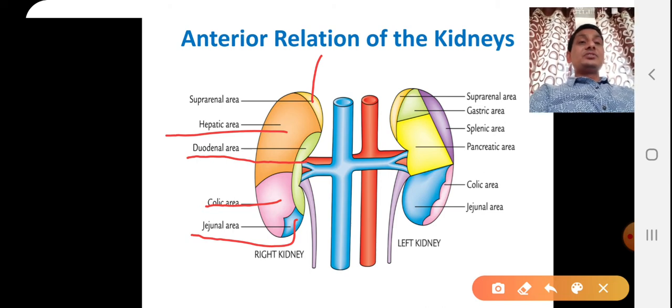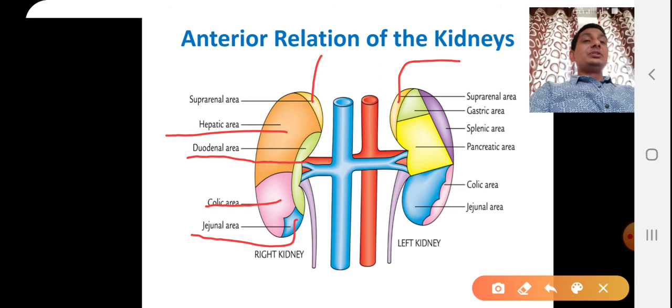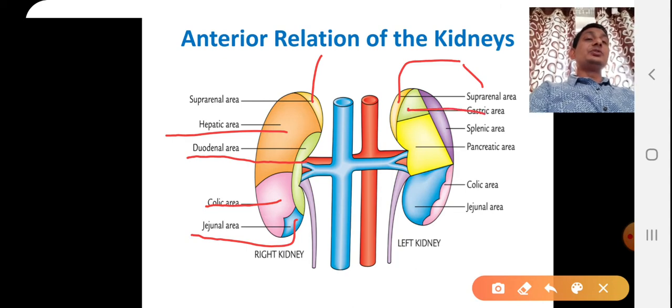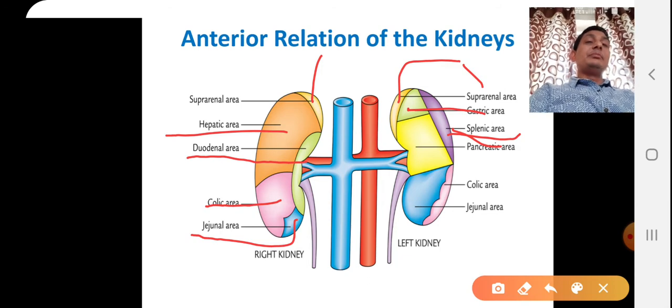Then the anterior surface of the left kidney. The upper pole of the left kidney is related with the left suprarenal gland. Lateral to the suprarenal gland, there is a gastric area, which is related with the stomach. And lateral to the gastric area is the splenic area, which is related with the spleen. And medial to the splenic area, there is a pancreatic area, which is related with the pancreas.